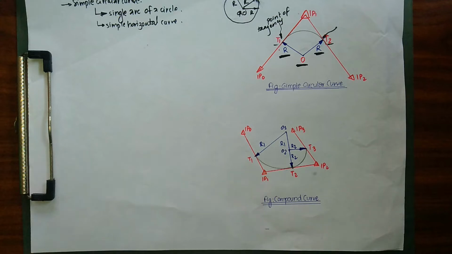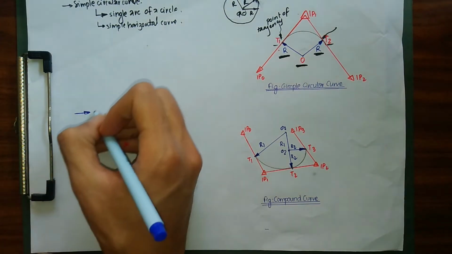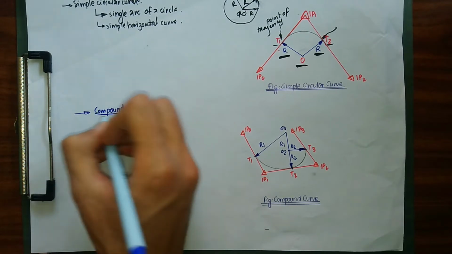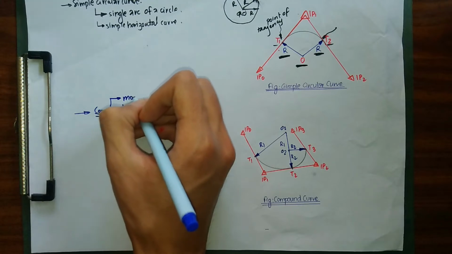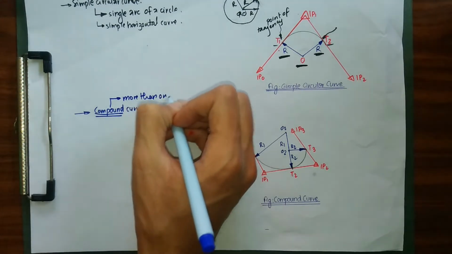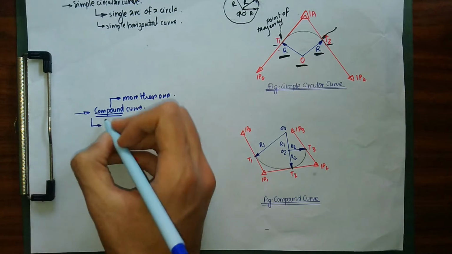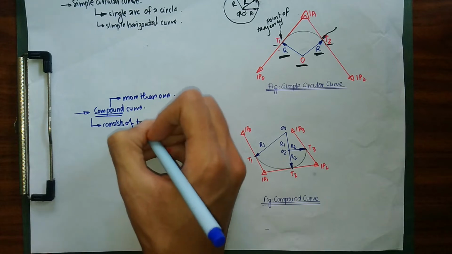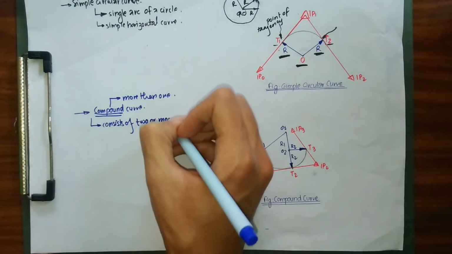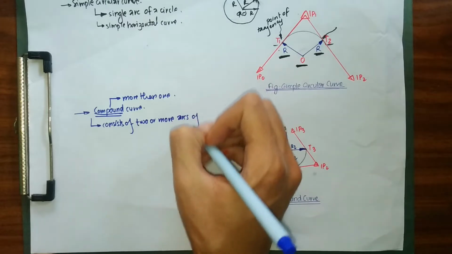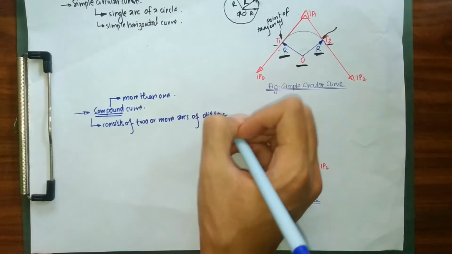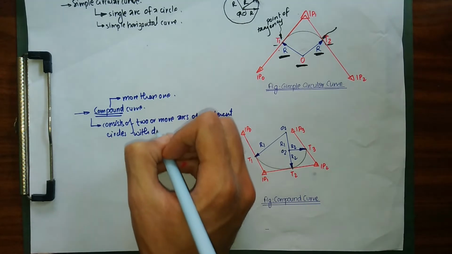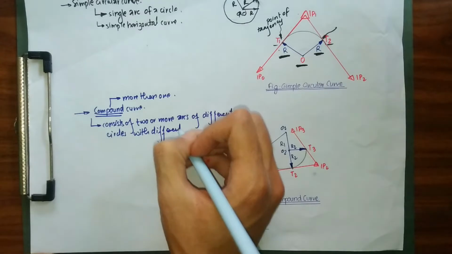So how is a compound curve different from a simple circular curve? Let me describe the compound curve now. As you know from the meaning of compound, it means many or more than one. So a compound curve simply consists of two or more arcs of different circles with different radii. They have different radii as well.